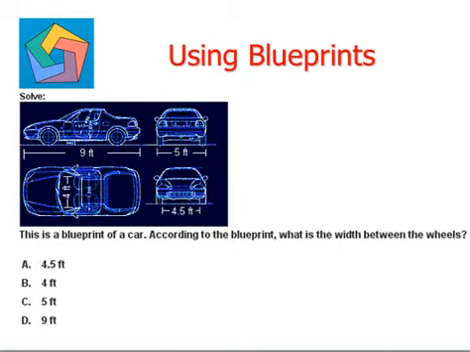Solve, and when we can see the blueprint with the dimensions of the car. It says this is the blueprint of a car. According to the blueprint, what is the width between the wheels?